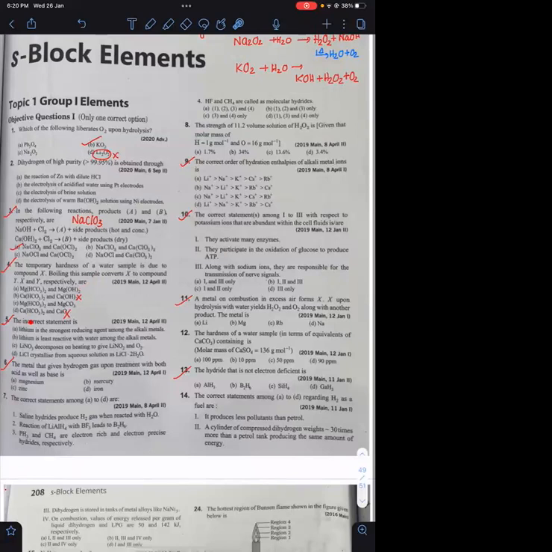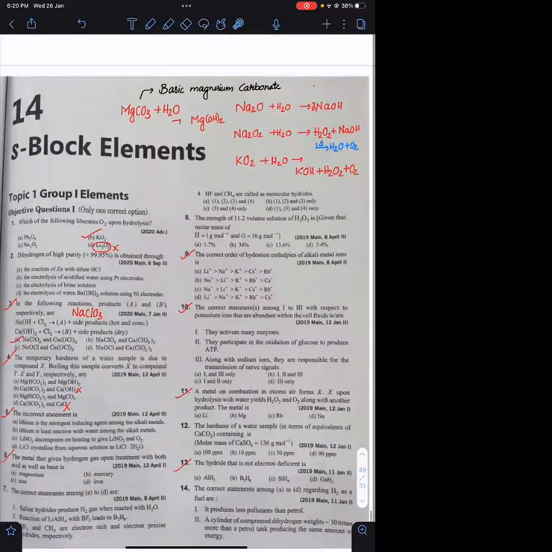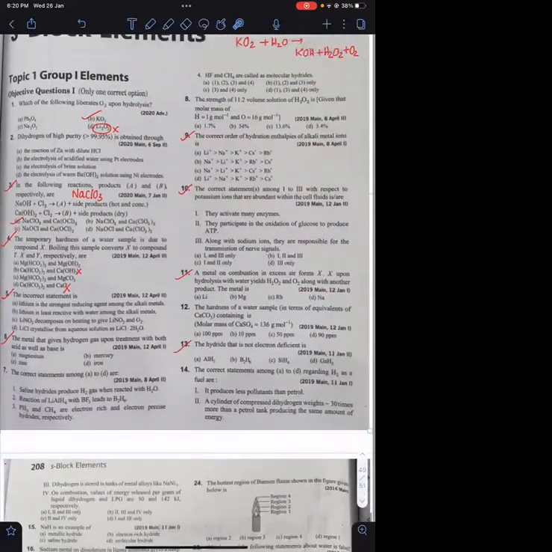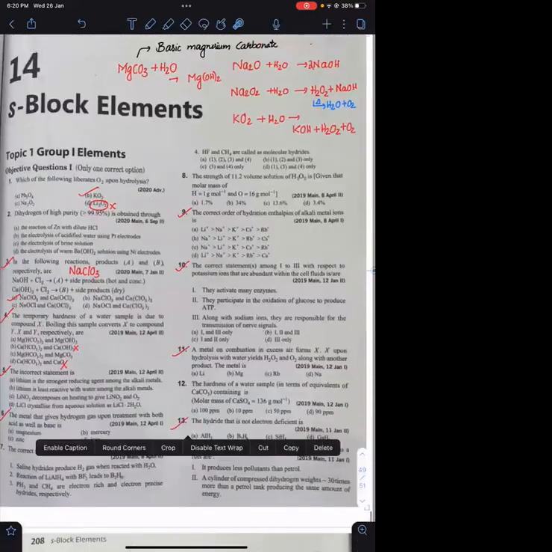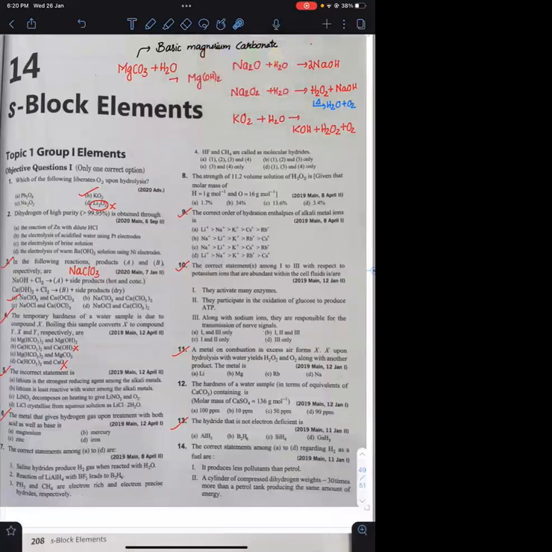If you heat calcium bicarbonate, you will get CaCO3. CaCO3 is not soluble. If it is not soluble, you will not get Ca(OH)2 here. So the better option among A and C is option A. Is that clear?